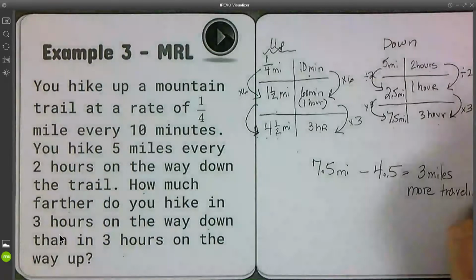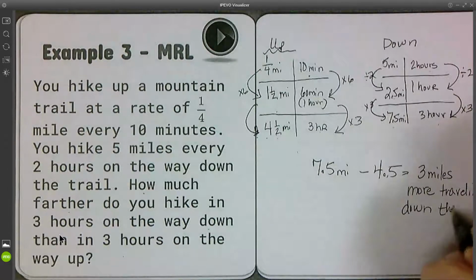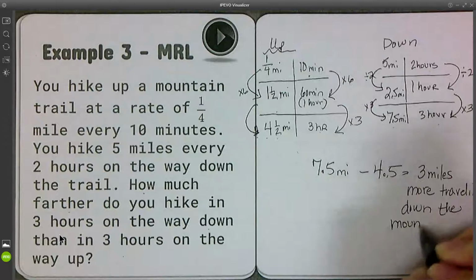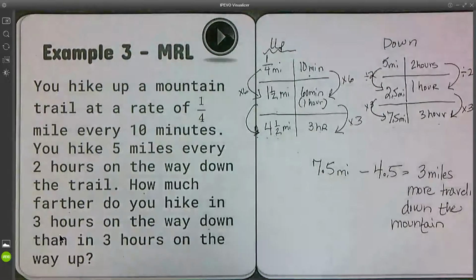traveling down the mountain than up, which again makes sense because always going downhill is much easier than going uphill.